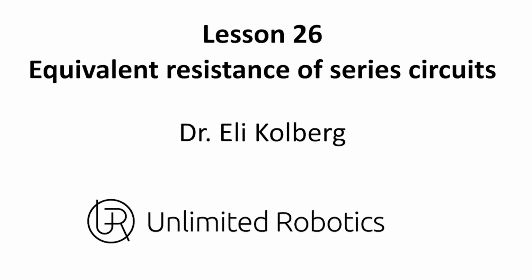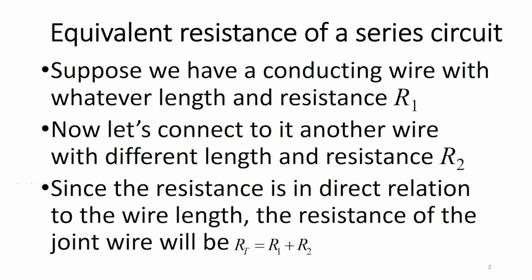In this video, I will talk about equivalent resistance of series circuits. Suppose we have a conducting wire with whatever length and resistance R1. Now let's connect to it another wire with different length and resistance R2. Since the resistance is in direct relation to the wire length, the resistance of the joint wire will be RT equals R1 plus R2.